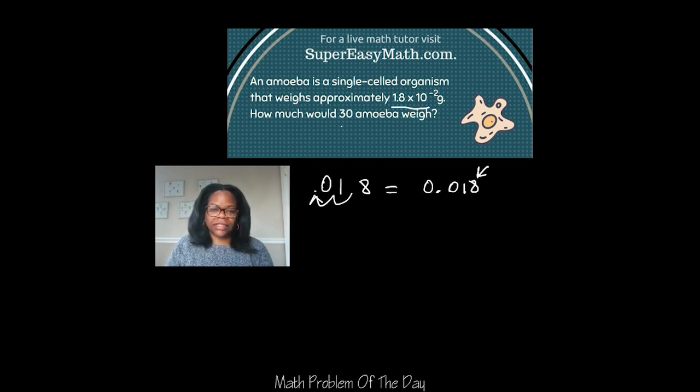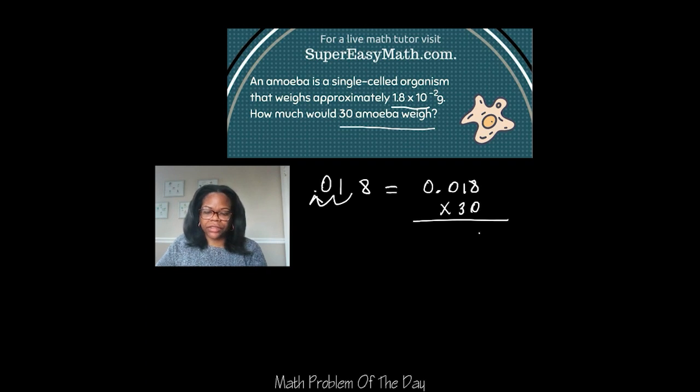Now, because it's asking how much would 30 amoeba weigh, I know that I can just take this number that I just created, the 0.018, and multiply it by 30. So I've written my times 30 underneath, and now this is just a regular multiplying decimals problem.